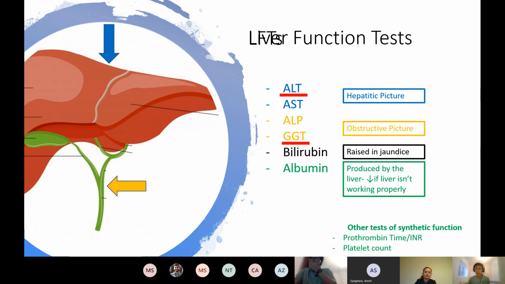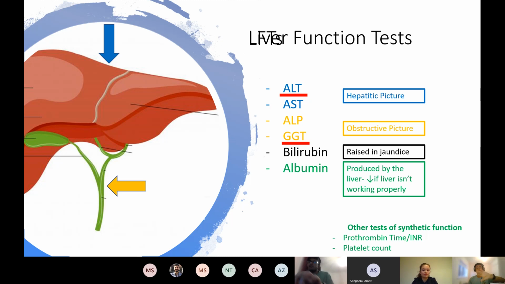So what we use instead are tests of synthetic function. You measure these three things: albumin, prothrombin time, and the platelet count. Because they are what the liver actually does. The liver produces albumin. The liver produces coagulation factors, which affect the prothrombin time. The liver produces a hormone which affects the platelet count. So if these are low or disturbed, it means that the liver's not working.